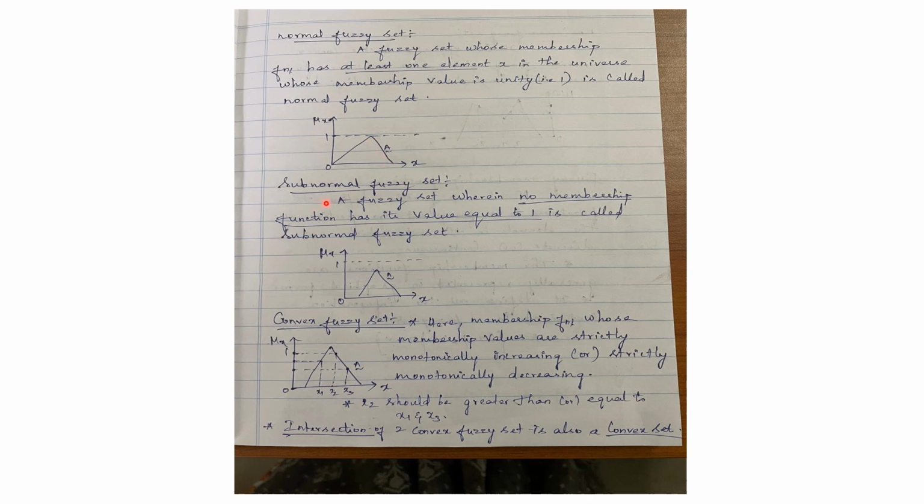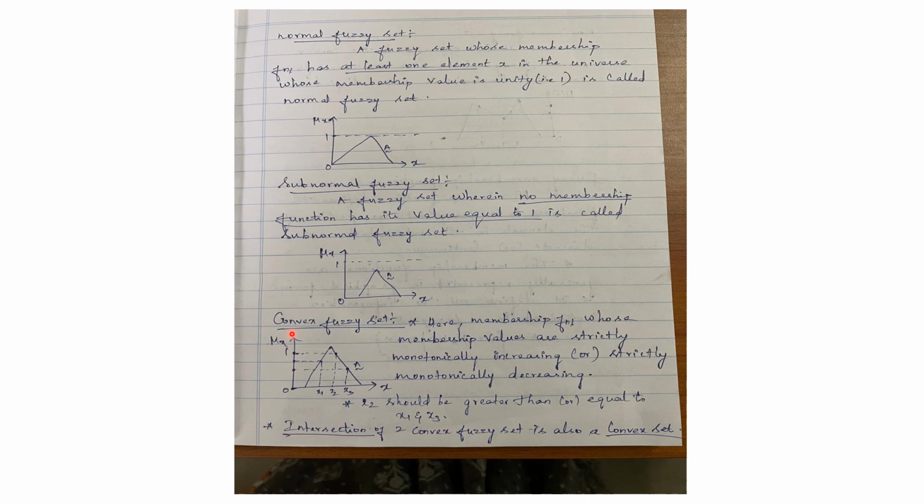Then the second type is subnormal fuzzy set. Here, a fuzzy set wherein no membership function has its value equal to 1. Consider the set has 5 elements in it. In those 5 elements, no element meets the membership value of 1. All the 5 elements are having values like 0.5, 0.6, 0.7, none of the elements has its membership value as 1. Then that type of set is called subnormal fuzzy set.